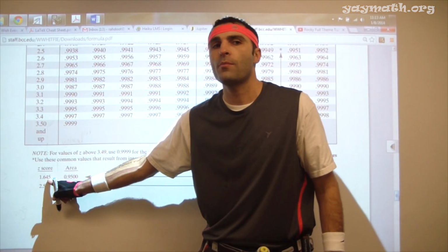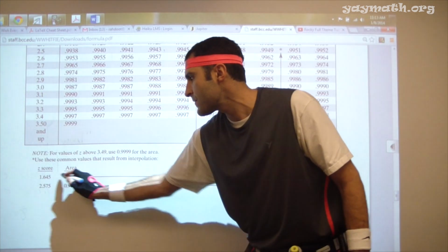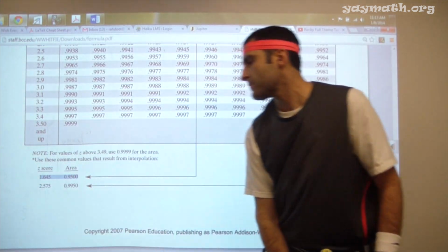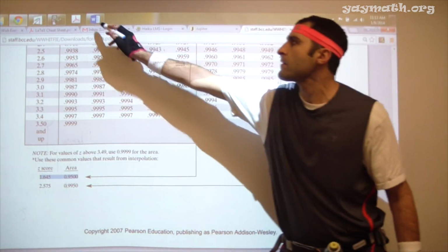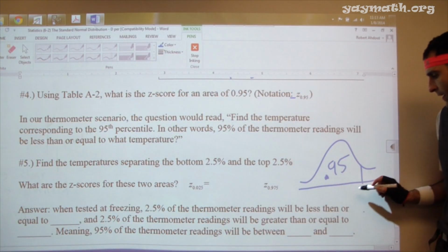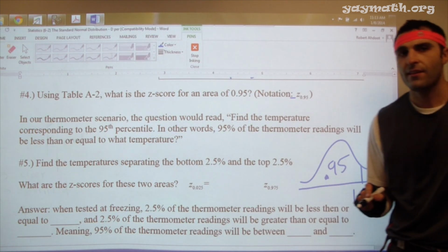1.645. Yeah, 1.645. There it is. See that? I highlighted. 1.645 is an area of 0.95. Putting it down, 1.645 is the z-score. Questions? Okay.